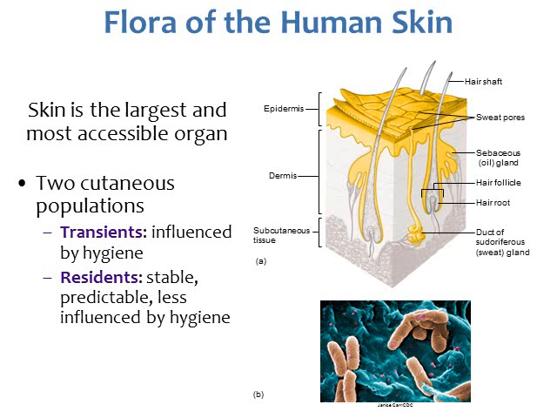So we're going to be looking at the different parts of our body and what type of normal flora are found there. So the biggest area of our body that we find this normal flora is our skin. So skin is the largest, most accessible organ because it's exposed to the outside environment. And there's two types of populations. So we have the transient bacteria on our skin. This is influenced by hygiene. And then the resident bacteria on our skin, this is more stable and predictable. It's less influenced by hygiene. We actually know what type of bacteria are the resident bacteria.